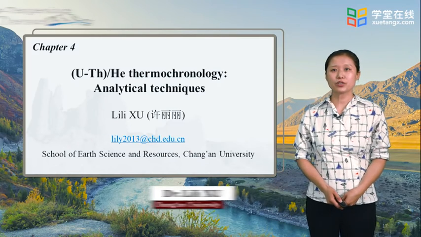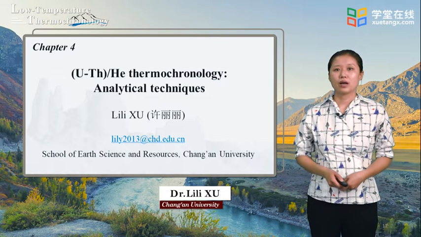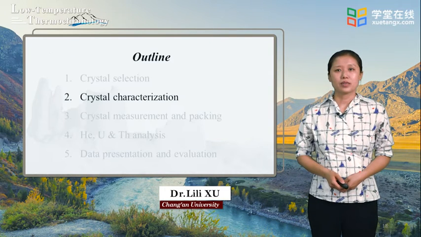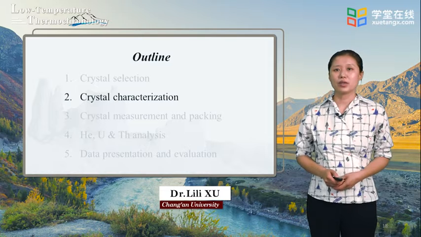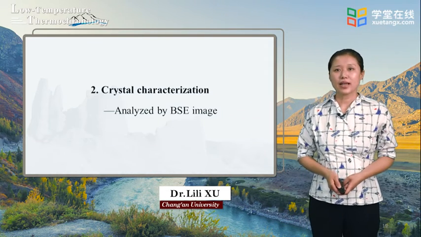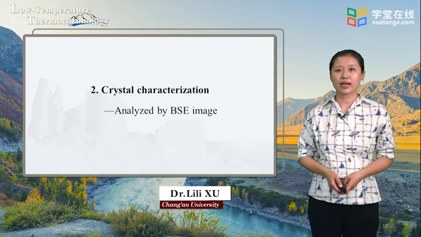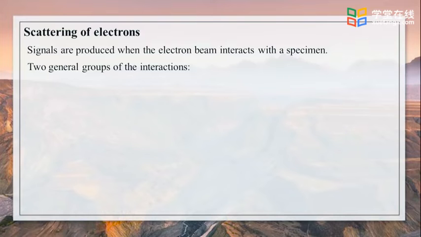We will continue chapter 4, uranium-thorium-helium dating thermochronology analytical techniques. Today we will still focus on the second session about crystal characterization. The technique related to the backscattered electron image will be introduced this time.